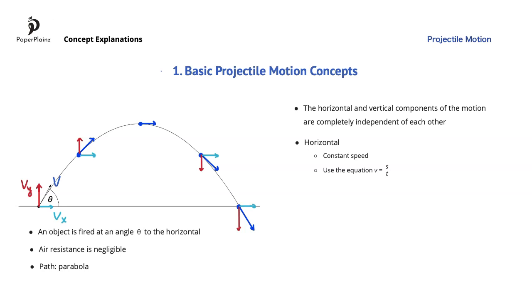Based on what we have learned in an earlier video about resolving vectors, the initial horizontal velocity of the object, which in our diagram is denoted with Vx, is equal to v cos θ. Here, v is the magnitude of the object's initial velocity, and θ is the angle that this initial velocity vector makes with the horizontal. The vertical component resembles the motion of an object thrown vertically upwards.